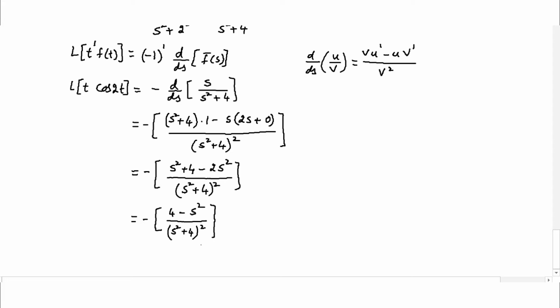Or if you try to multiply that negative sign inside, in that case you will be getting the value equals to, so minus of 4 it becomes, and minus of minus becomes plus s square. So first I will write the positive value s square, then minus of 4, it is whole divided by s square plus 4 whole square. That is the required solution that we have.